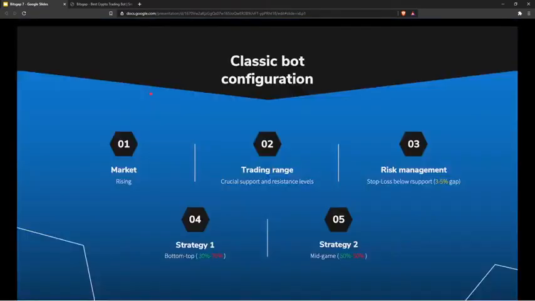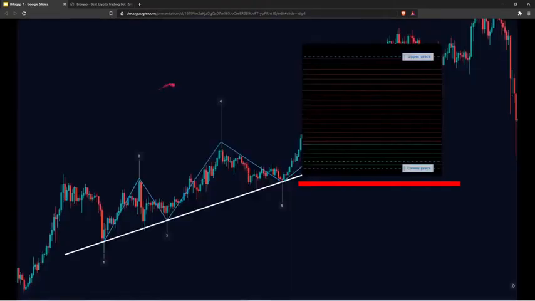And risk management 3 to 5%. And the configuration regarding the trading range, it can be like bottom top 30%, 70%. Like you see here, it's not 30%, it's around maybe 15%, whereas the rest of my investment goes to sell limit orders.